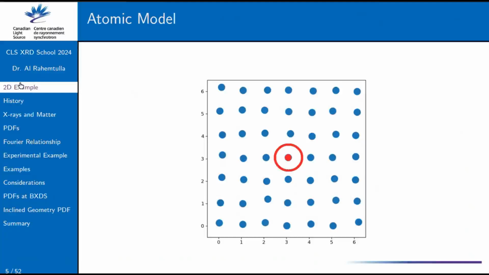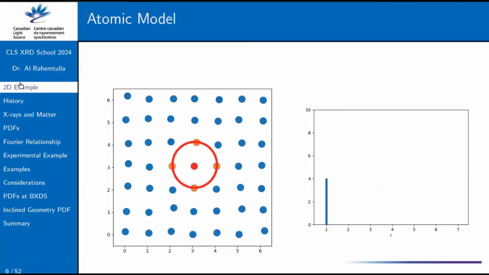So we can start off with a single atom, and we can draw a little circle around it with a certain radius and a slight thickness to it. And we can see in this area here, that circle isn't really touching anything, so there's no atoms there. But eventually, if we get to a distance of 1, and we have that circle over there, oh, we're touching 4 atoms. So if we plot a histogram of this, at a distance of 1, we've got 4 atoms there.